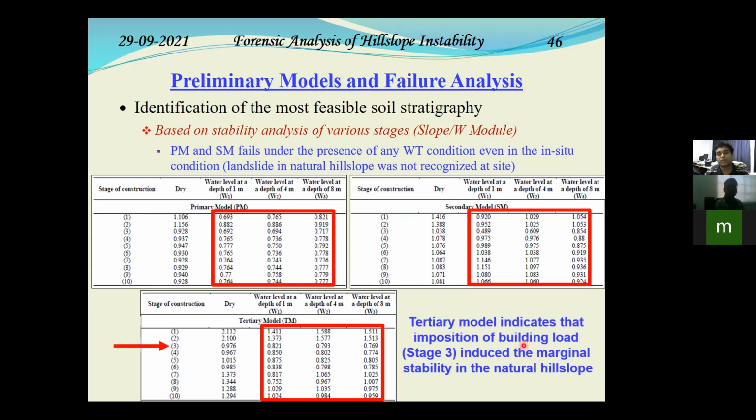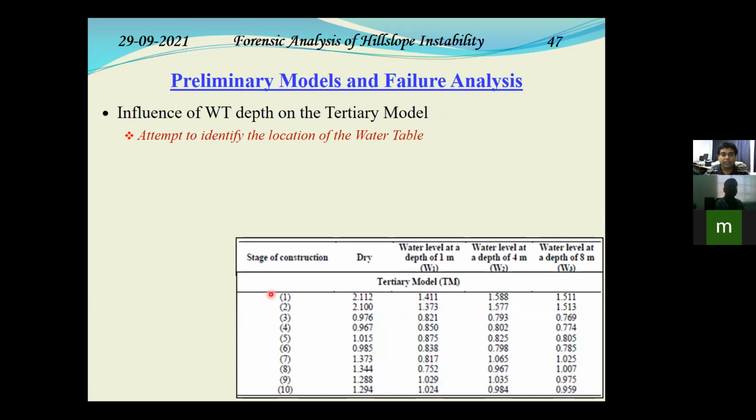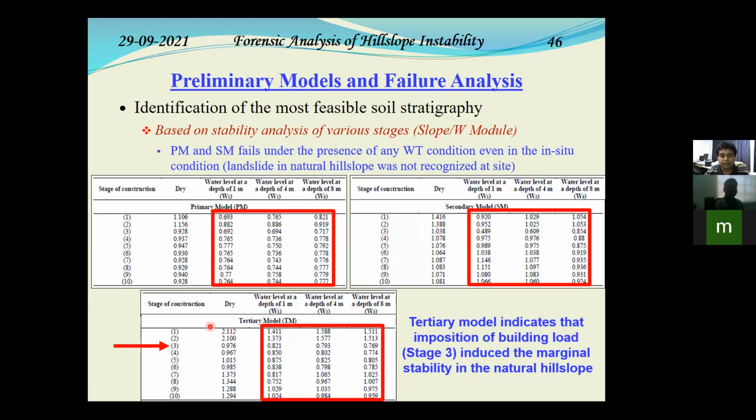So the tertiary model indicates the imposition of building load at stage 3 basically triggered the instability in the system, and further constructions triggered more instability. Now, in this particular case, we can notice that in the dry condition, there was stability till stage 2, if it was absolutely dry, hypothetically. Yet stage 3 in the dry condition would also have resulted in failure.